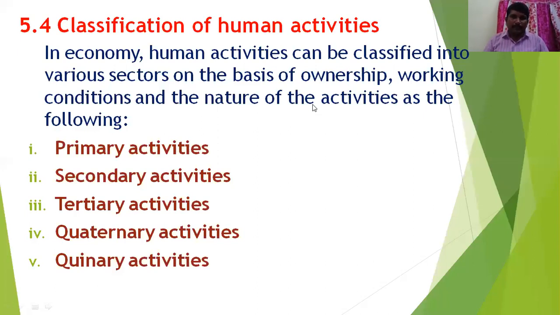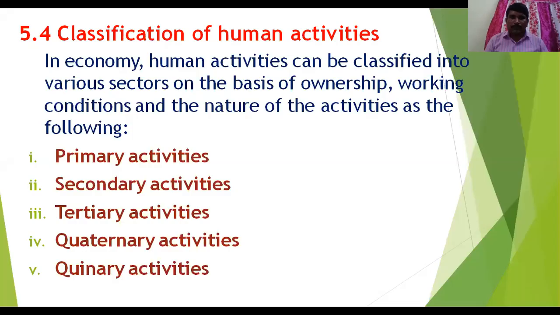Now, in the economy, human activities can be classified into various sectors on the basis of ownership, working, and the nature of the activities as follows. 1. Primary activities. 2. Secondary activities. 3. Tertiary activities. 4. Quaternary activities. And 5. Quinary activities, which is the most accepted classification of economic activities in human jobs. Now let us discuss each of these activities in detail.